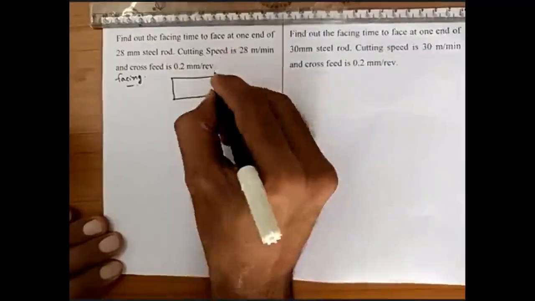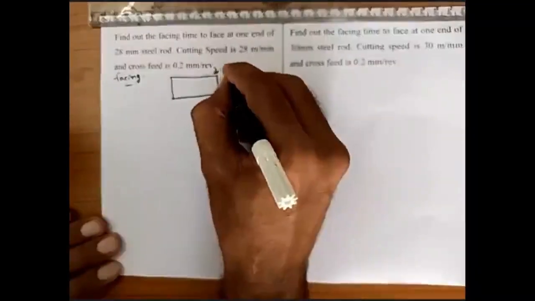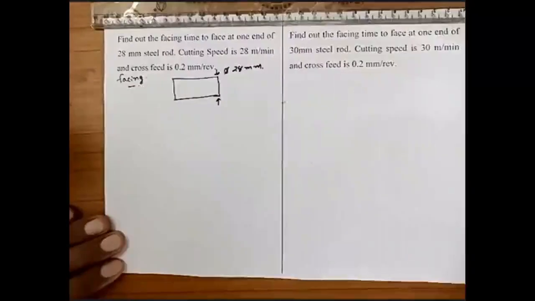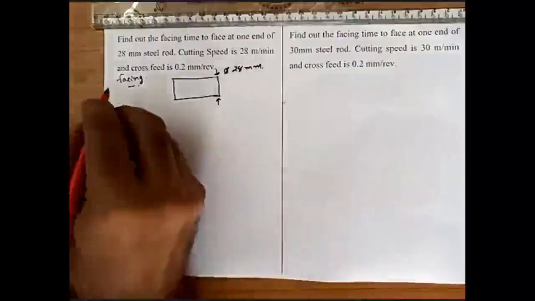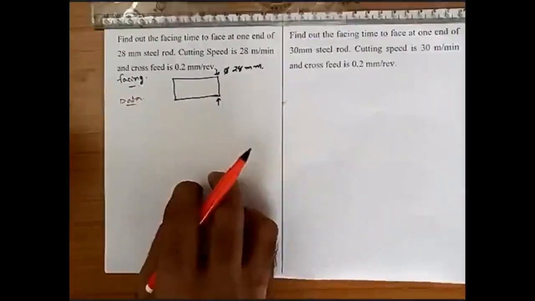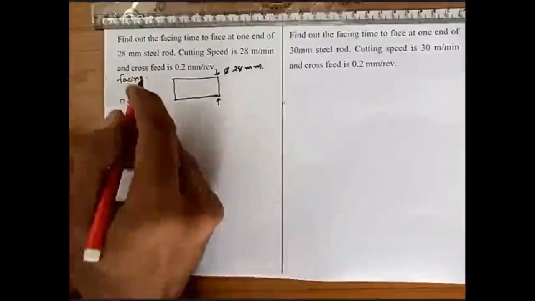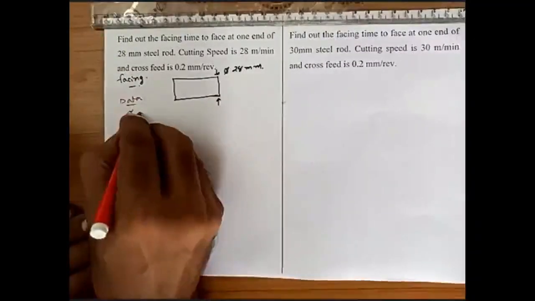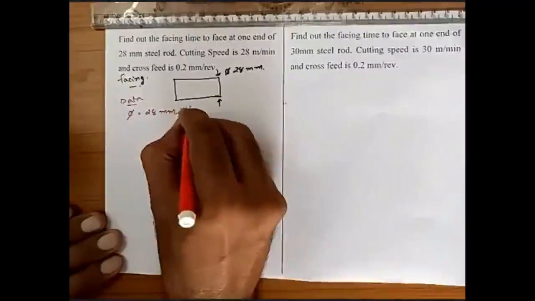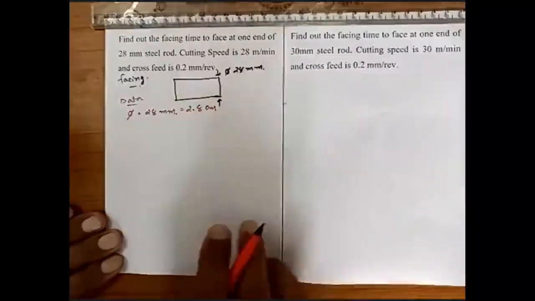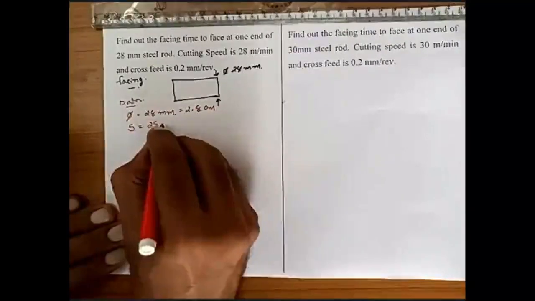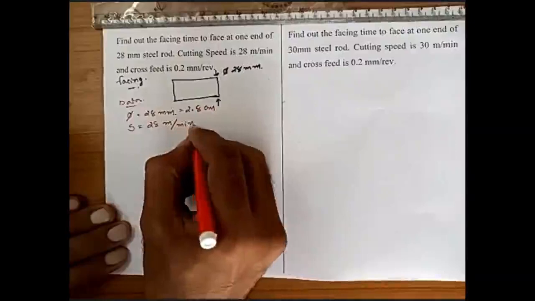Round bar, diameter 28 mm. So data: diameter is equal to 28 mm, so 2.8 centimeter. Cutting speed S is equal to 28 meter per minute.